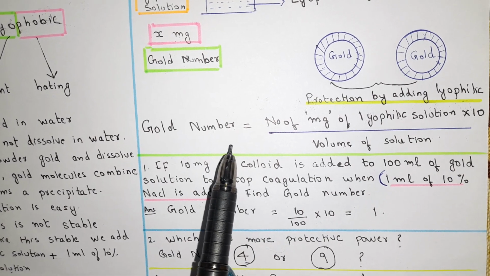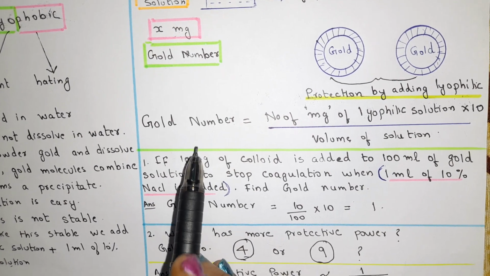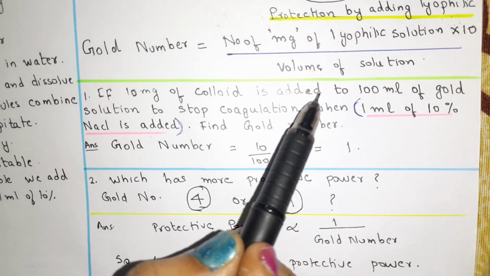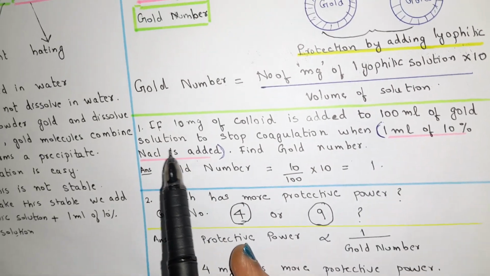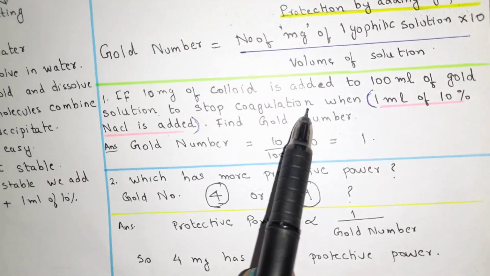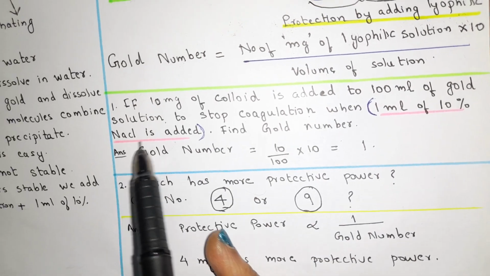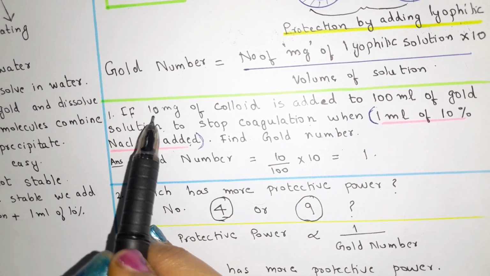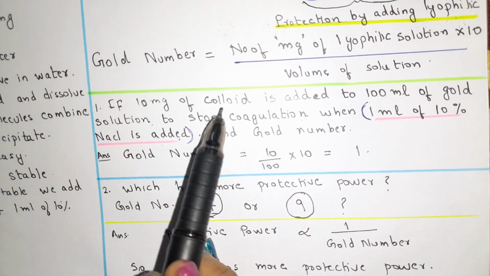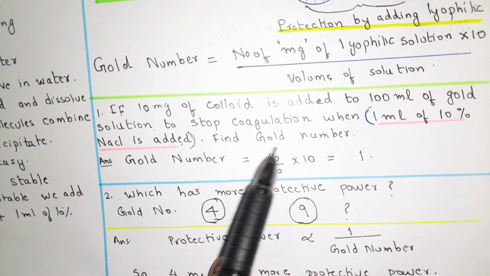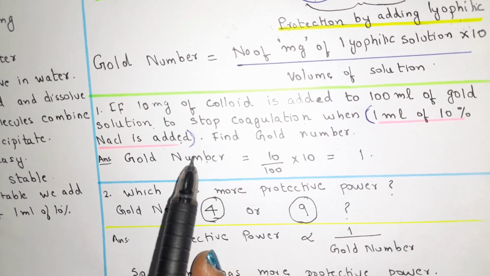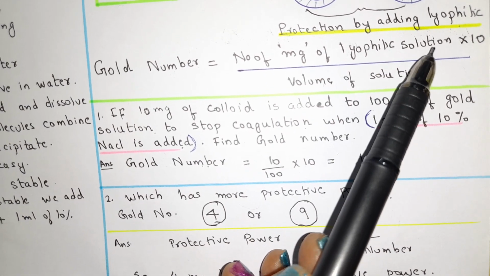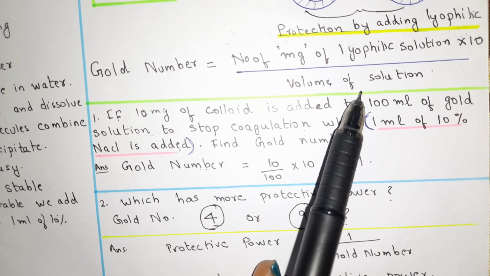So why don't we try one or two sums based on gold number? The first question given here is, if 10 milligram of colloid is added to 100 ml of gold solution to stop coagulation, when 1 ml of 10% NaCl is added, you have to find the gold number. So here we know 10 mg of colloid, that is x. You have to find out the gold number. As you know, the formula for finding out the gold number is number of milligram of lyophilic solution into 10 divided by volume of solution.